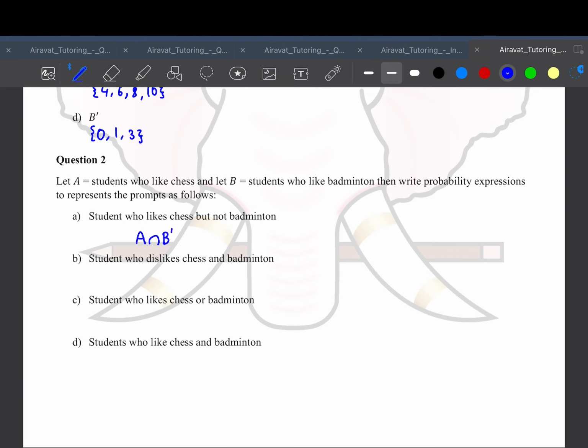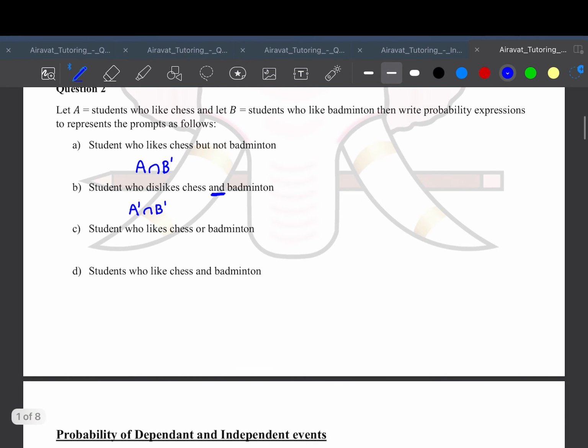Students who dislike chess and badminton: A dash intersection B dash, because there is an and over here. And students who like chess or badminton, it's going to be A union B. And students who like chess and badminton is going to be A intersection B.